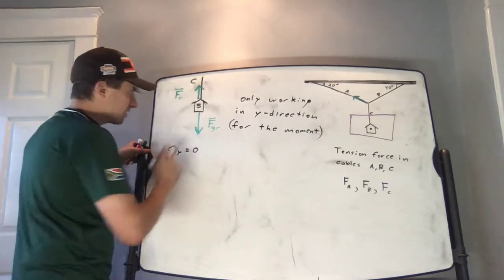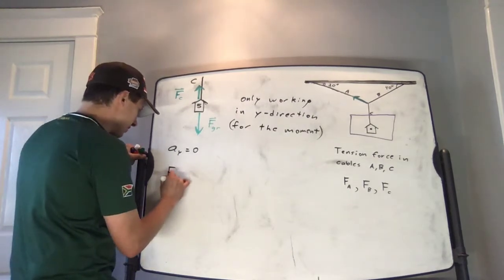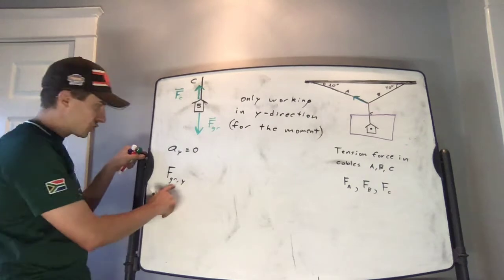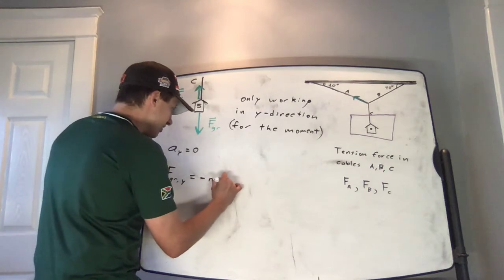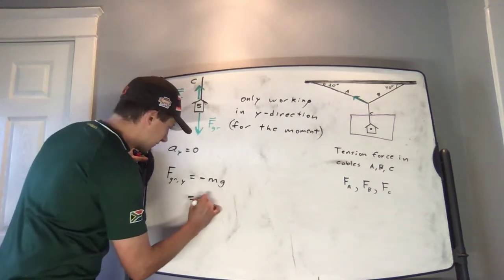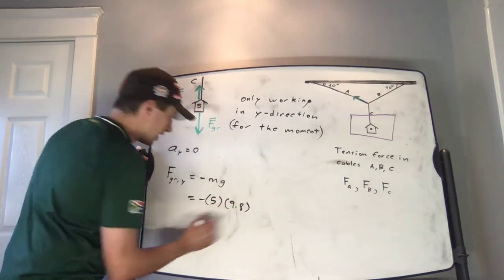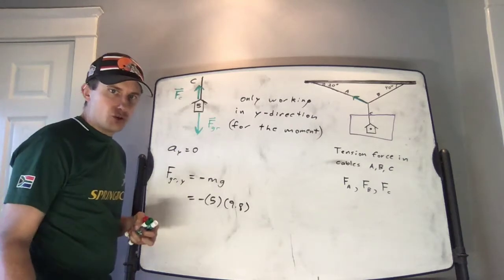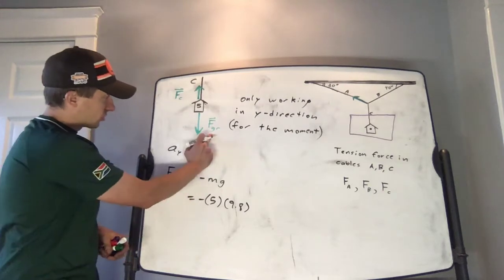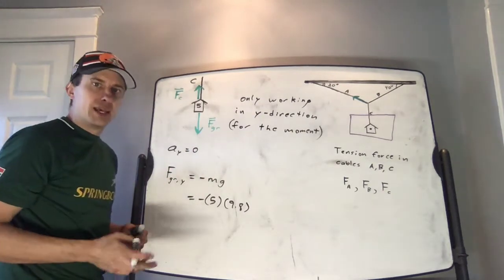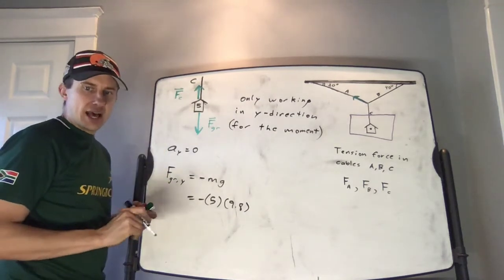I know gravity is entirely in the Y direction, and the force of gravity in the Y direction, FGR comma Y, is going to be negative mg, which is negative, the mass of the birdhouse is 5 kilograms, and g is 9.8. So the strength of the gravitational force is 5 times 9.8, and I have this negative sign because gravity pulls straight down.